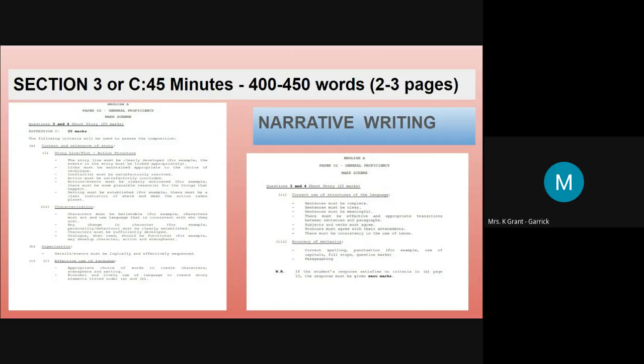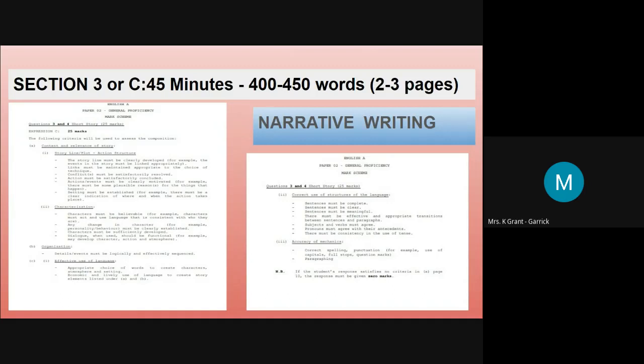Now, by the time you get over into the continuation of language, you have to think about the mechanics. That's the spelling, the punctuation, and paragraphing. They must be there. And you have to think too of the correct use of the structures, like the sentences must be complete, clear, and meaningful. And there must be transition between the sentences and paragraphs, and subject and verb must agree, and the pronoun must agree, and there must be consistency in the use of tense.